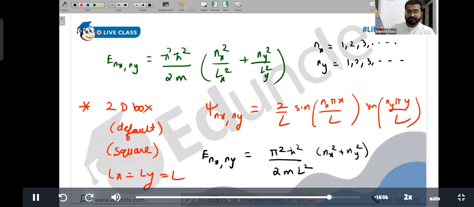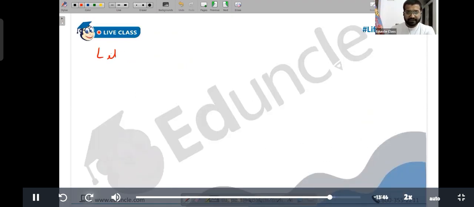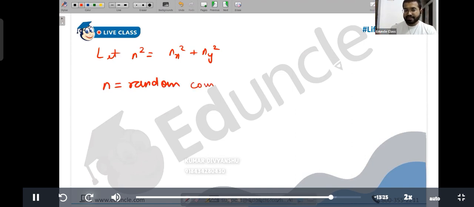That will be given in the question, like a 3, 5 case. So you know you have to start with the ground state. We'll form a beautiful table now. Let n squared be nx squared plus ny squared. But I need you to note that n has no significance. N is not even a quantum number here. N can be a fraction also. It is just a random constant. We are writing it this way just so that things look nice.